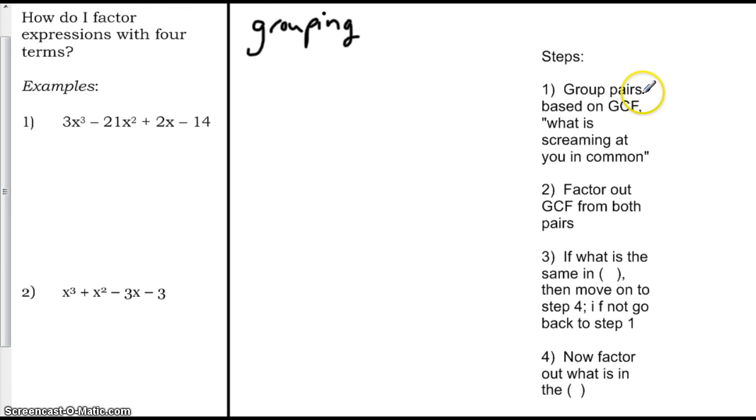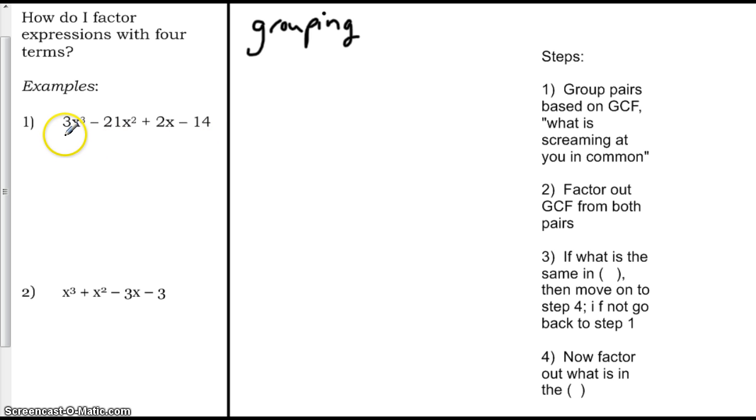So our first step is to group pairs based on the greatest common factor. And I want you to think about what is screaming at you in common. At this point in your factoring, you should be thinking about the greatest common factor as what do you see that's in common? It should be screaming at you at this point. So if I look at these 4 terms, I could rearrange them in different orders, but I think I'm going to keep them in the order that they are.